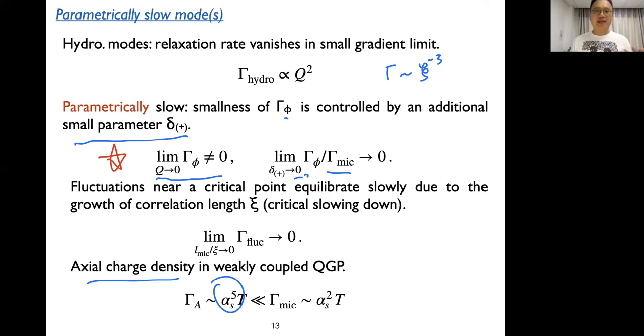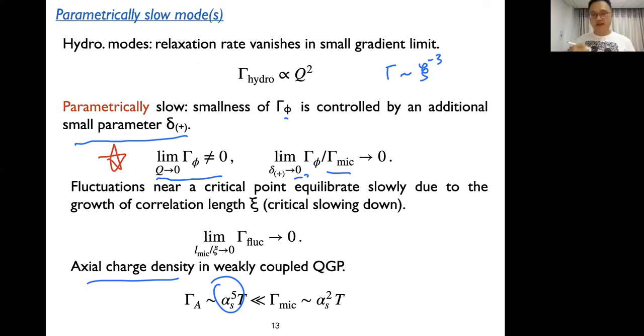And the physical meaning is just the conservation law. But on the other hand, because the non-conserved densities in general are not constrained by the conservation law, its equilibration rate should remain finite.